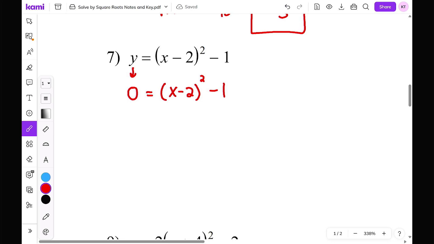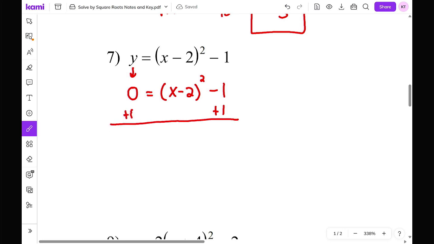So the first number that I want to move is the thing furthest away from my squared. And that's going to be that number outside the parentheses, which in this case is going to be 1. So I'm going to add 1 to both sides, and I will get 1 is now equal to x minus 2 in parentheses squared.